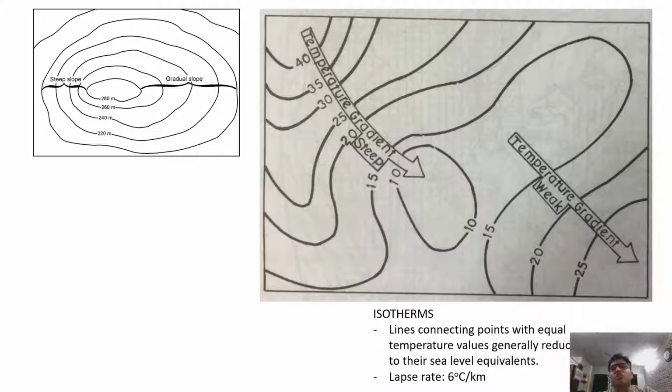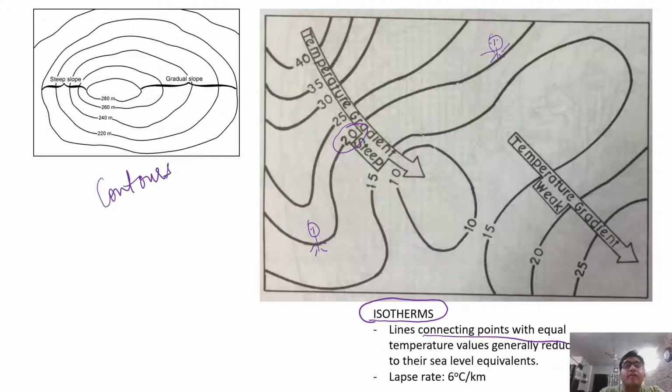Okay, you all must have come across this term a lot, isotherms. So isotherms, as simple as that, they are lines connecting points with equal temperature. So let us say a person is standing here and another person is standing here on this isotherm of 20 degrees. Both will encounter the same temperature. That is why this is called isotherms. Now why I have given this a diagram of contour lines also.